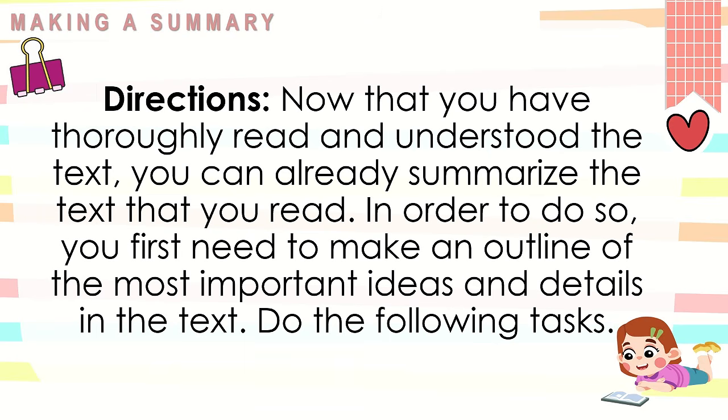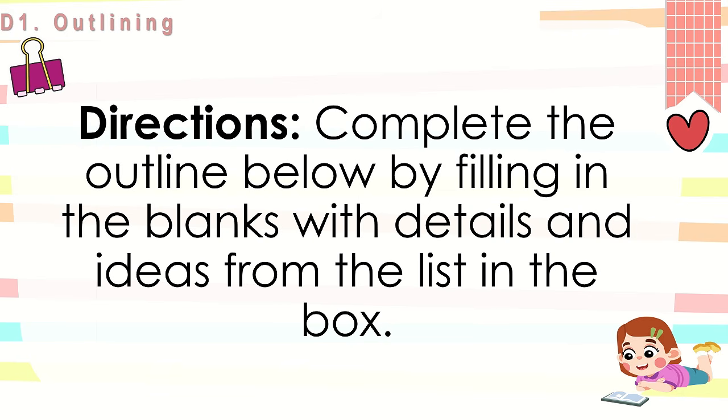Now that you have thoroughly read and understood the text, you can already summarize the text that you read. In order to do so, you first need to make an outline of the most important ideas and details in the text. Do the following tasks. Complete the outline below by filling in the blanks with details and ideas from the list in the box.